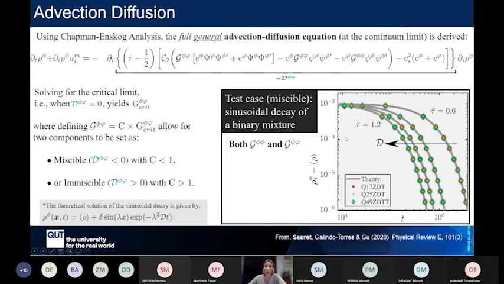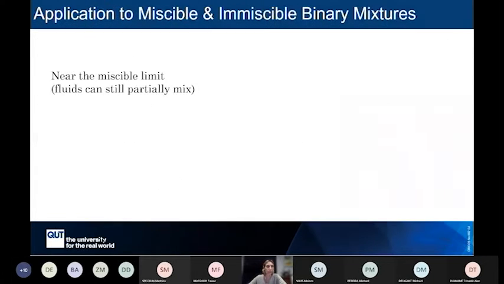And so again, we looked at a miscible case where we've got a sinusoidal decay of a binary mixture, for which we've got a theoretical solution here, and we compared our models against this theoretical solution. And again, we can see that we are matching this analytical solution pretty well. That demonstrates that all the developments that we have done so far are giving us pretty accurate results against the theory.